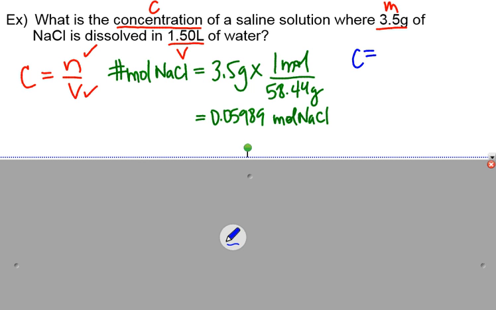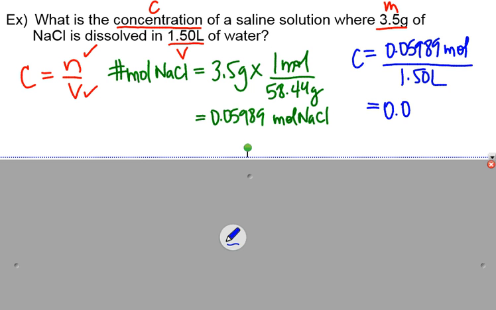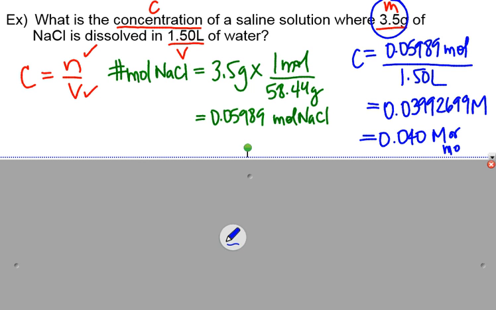So my concentration will be 0.05989 moles, and my volume in this case was 1.50 liters. So I divide the two, and I get 0.0399269 moles per liter, or capital M, molar. And now I'm going to round to my significant digits, which in this case is 2. So I have 0.040 capital M, or you could also write moles per liter. So that's how you do a concentration calculation.